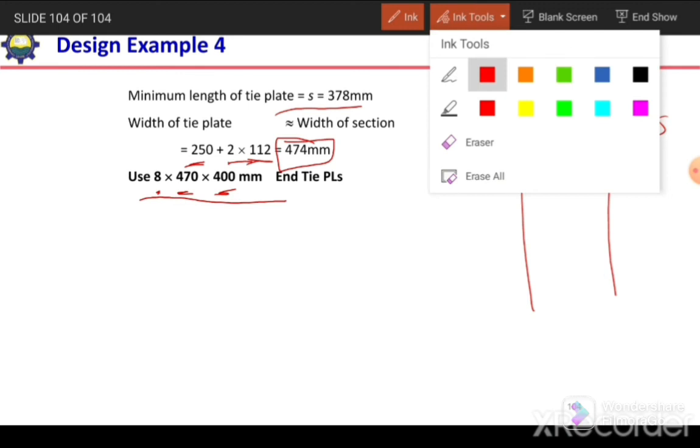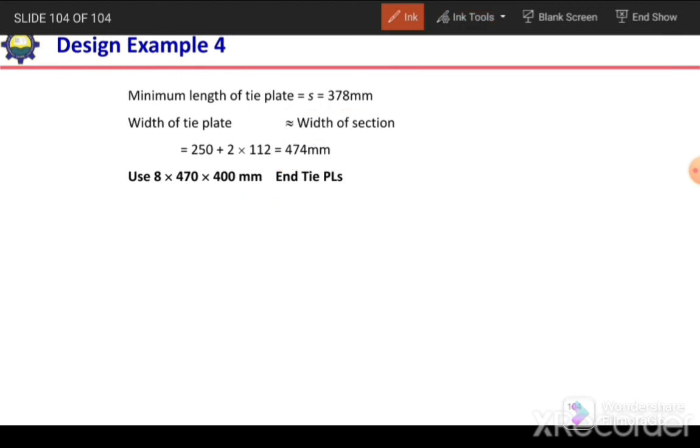So that's all about the design of compression members. Up till here we have studied the design of compression members using hot rolled sections. Then we discussed the design of compression members using built-up sections. And for built-up sections we have studied two cases. In one case we designed the built-up section using tie plates, and in the second case we designed the built-up section using lacing elements.